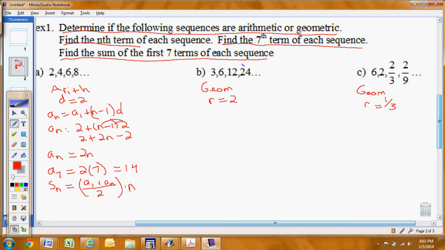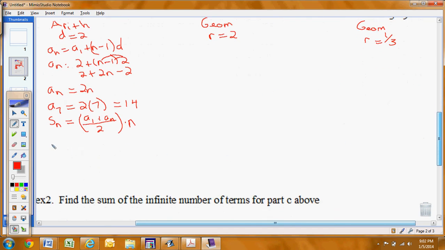Well, in this case, if we're trying to find the sum of the first 7 terms, we would say the sum of the first 7 terms is a1, which is 2, plus a sub 7. Notice n here matches this n, so if I'm finding the sum of the first 7 terms, then I need to know the 7th term. The 7th term we found up here was 14. All of that divided by 2, and then times how many terms, which in this case is 7. So n is indicating how many terms we're trying to add up. If we add that up, 16 divided by 2 is 8. 8 times 7 is 56. So the sum of the first 7 terms is 56.